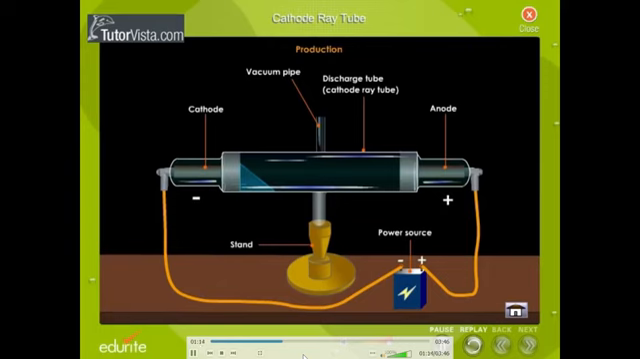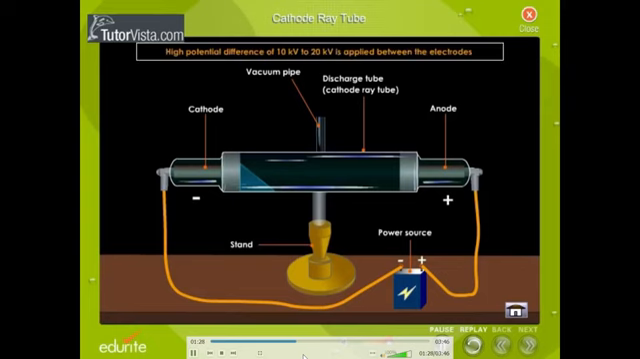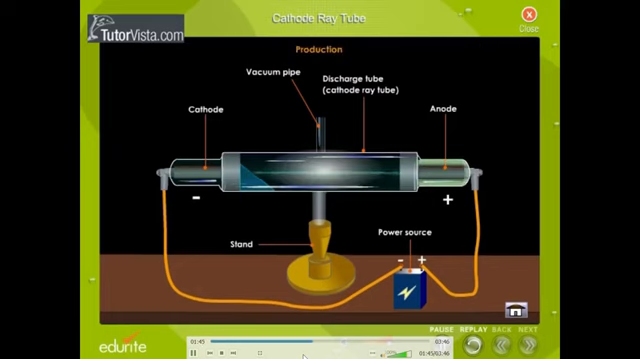It was found that electric discharge through gases took place only when the pressure inside the tube is lowered and the potential difference between the electrodes was high. To produce cathode rays, a high potential difference of 10 kV to 20 kV is applied between the electrodes and the pressure is reduced to 0.0001 millimeter of mercury by means of a vacuum pump. A glow is seen on the walls of the glass tube. The bright fluorescence glow is due to the striking of the rays emitted by the cathode. These rays are cathode rays.